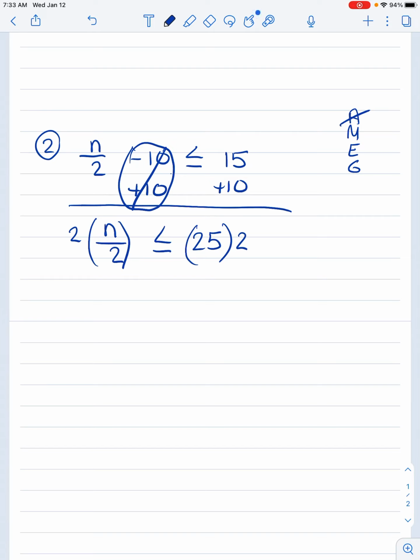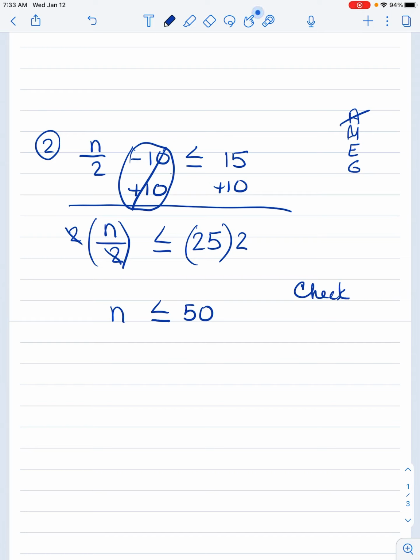Now, in this inequality, I'm not dealing with a negative coefficient. I'm not dividing by negative 2. I'm dividing the variable by 2. So the inequality sign stays in the same direction. My 2's cancel out, and I am left with n is less than or equal to 25 times 2, which would be 50. Now, let's check our inequality.